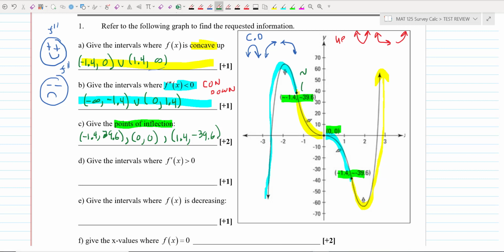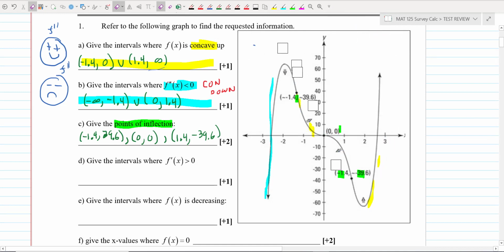Okay, so I'm going to pause here. That takes care of the concavity. Now I'm going to erase this stuff that I did on my graph, including the concavity, because now we're going to start talking about increasing and decreasing. First of all, this question is saying, where is the first derivative positive? And remember, if the first derivative is positive, that means the function's increasing.